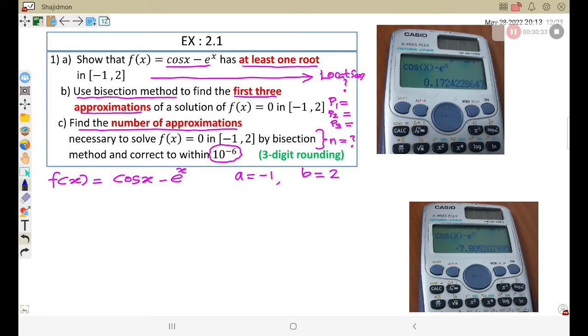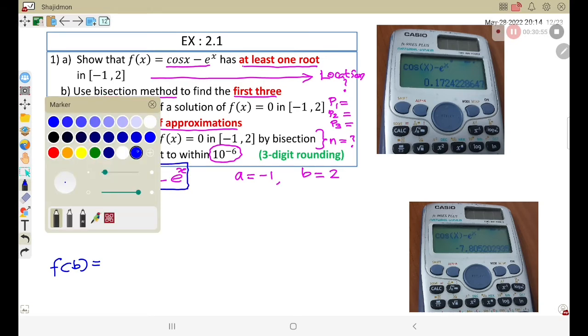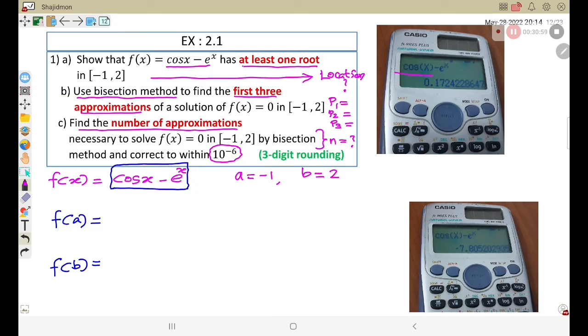F of A and F of B should be opposite sign. So make sure your calculator is in radian mode. Now I will tell you an easy method. See, we need to calculate what is F of A and what is F of B, correct? Now what you do, just enter our f of x in the calculator. You can see on this side I entered the function: f of x means cosine x minus e power x.